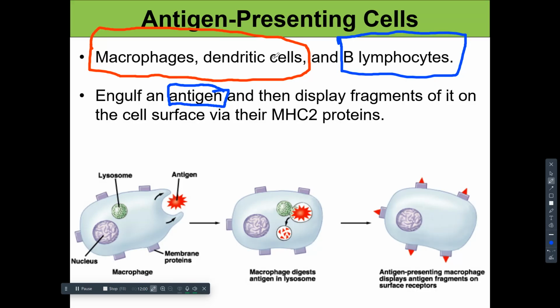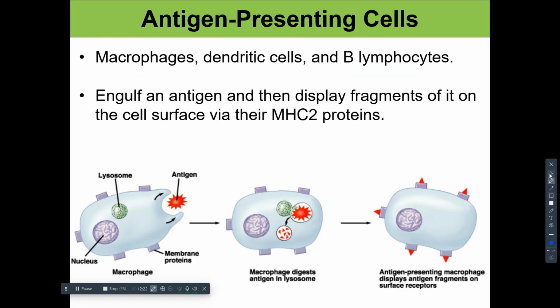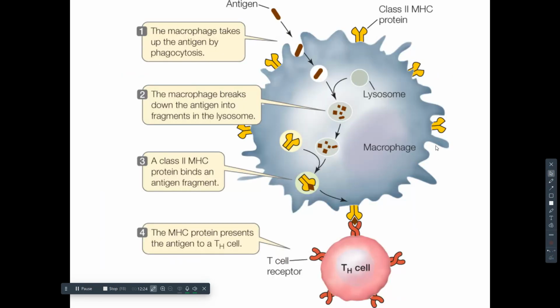Macrophages and dendritic cells, all they care about is that the antigen is foreign. But the B lymphocytes, when they're playing their role as antigen-presenting cells, are engulfing specific antigens for which they have the receptor. All right, that's a crucial point. Keep that in your brain.